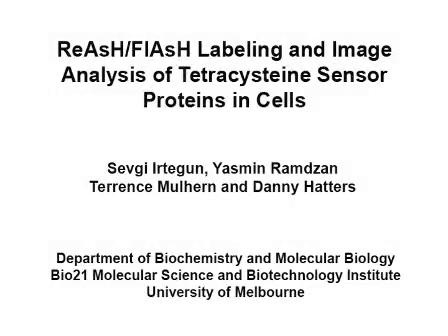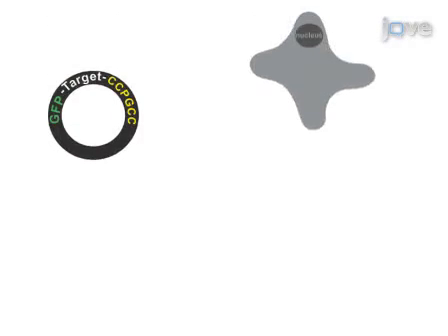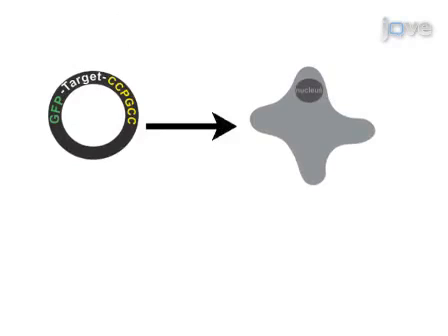The overall goal of this procedure is to label cells expressing a tetracysteine and fluorescently tagged protein with the dyes FlAsH or ReAsH and to quantitatively analyze the results. This is accomplished by first transfecting a plasmid carrying a fluorescent protein and the target protein containing a tetracysteine tag into the cell line of interest.